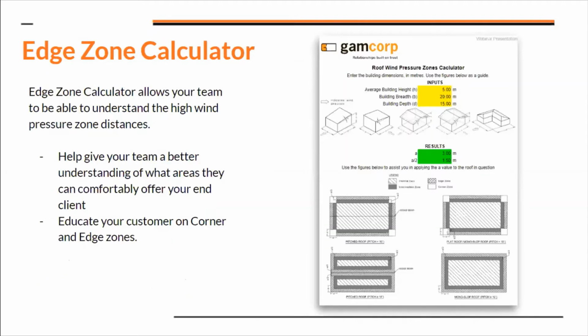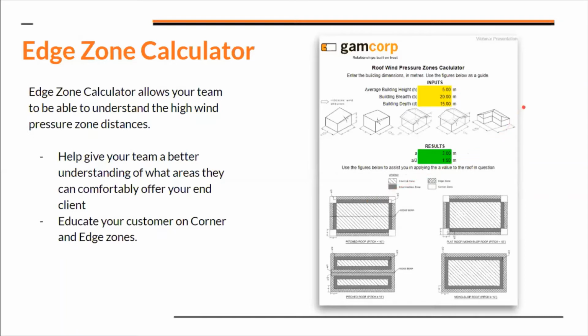So calculating the edge zone is a very, very simple formula. It's defined by the standards as a dimension-based formula, which effectively means if you have the average building height, the building breadth, and the building depth, you can actually get the result of what the A value is. And the A value is the distance from the edge to the internal zone, that whole distance. Now, A divided by 2 is that half distance between the edge and the intermediate zone.